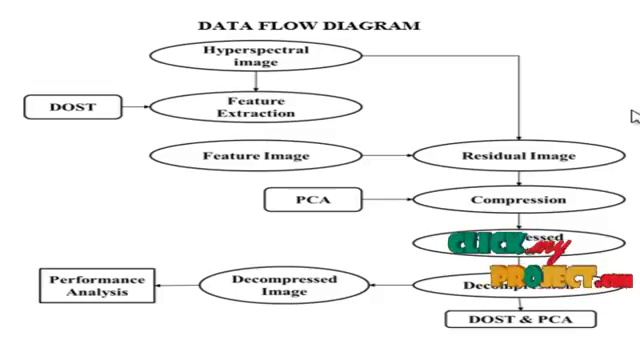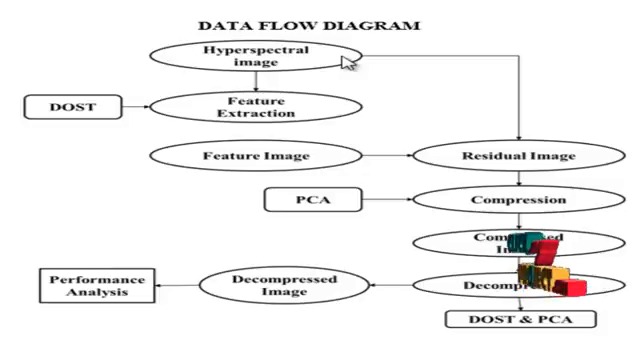Let me discuss about the flow diagram for our process. Initially, here the hyperspectral image is taken as the input image. Then the feature extraction will be performed. Here DOST feature extraction algorithm has been proposed. DOST means a discrete Stockwell transform.